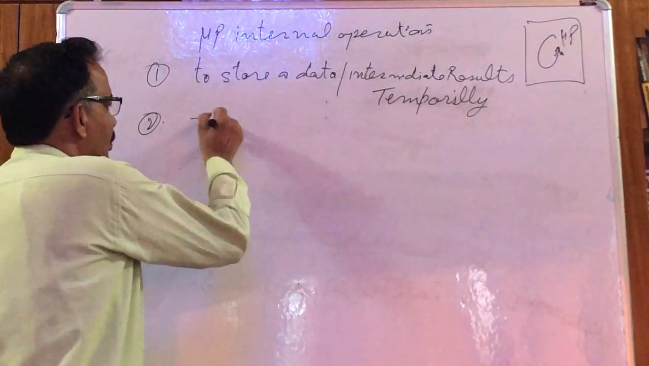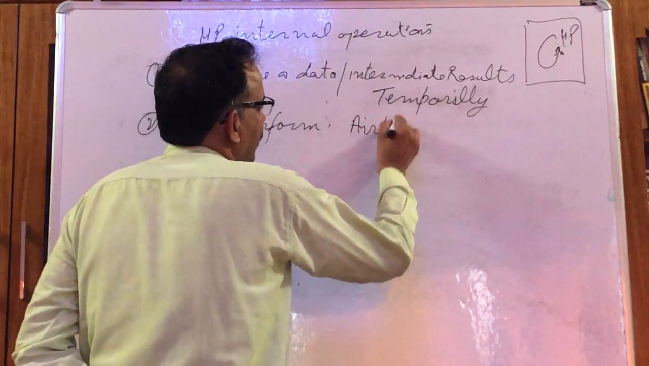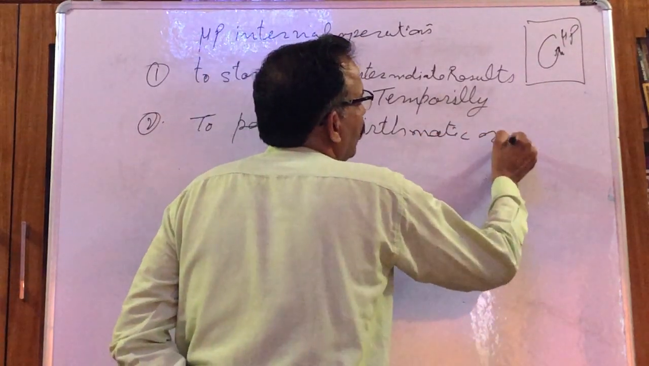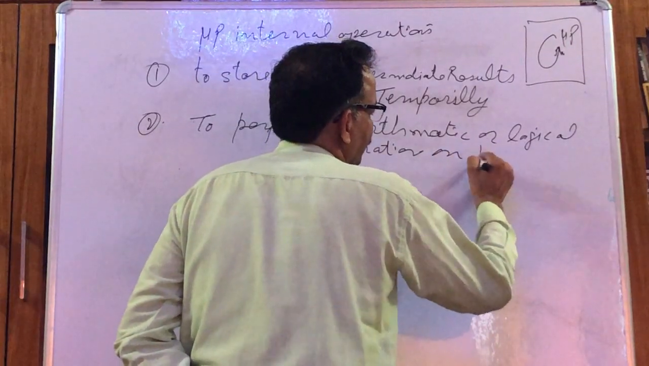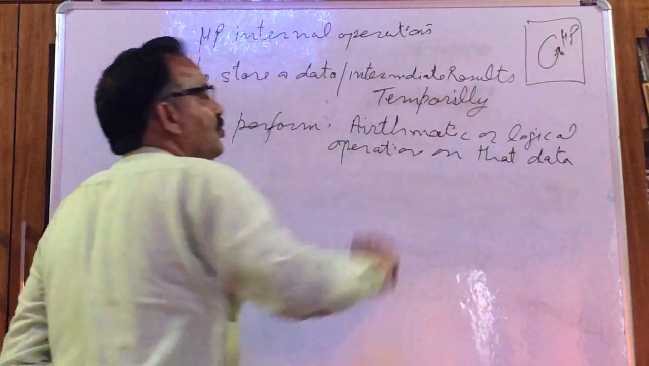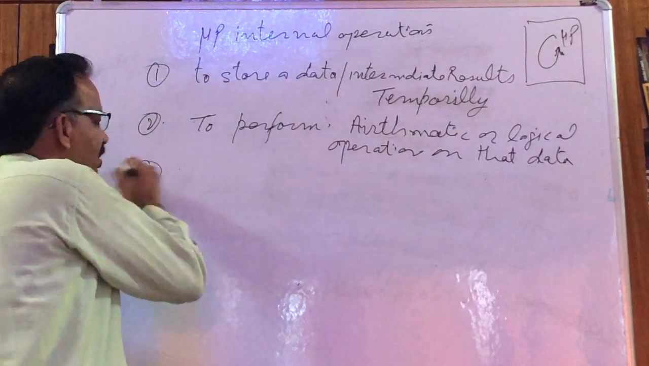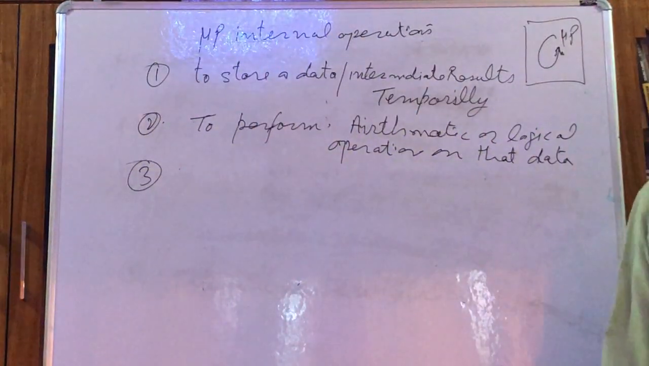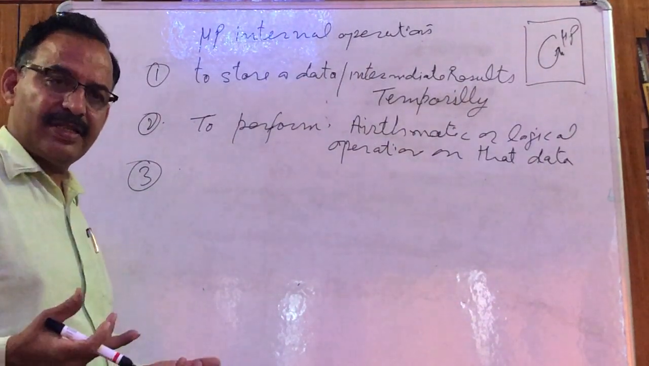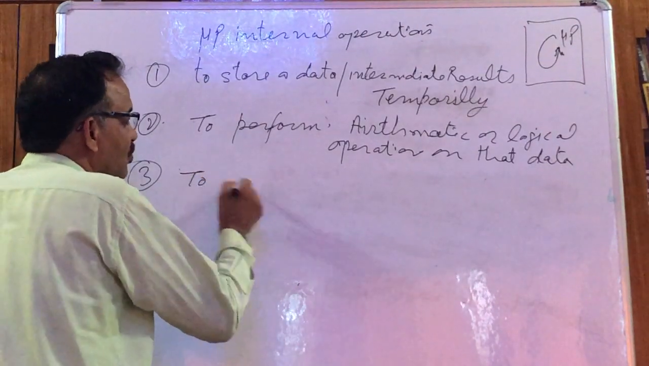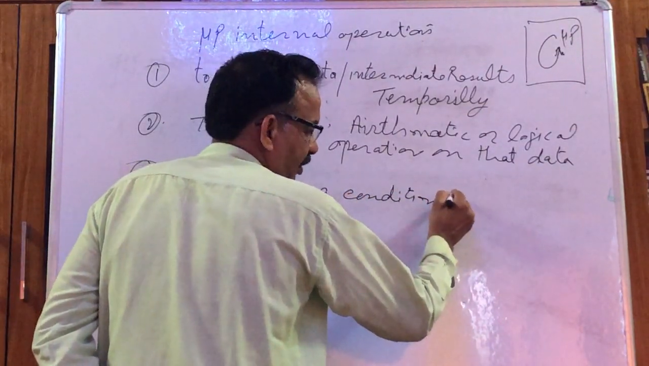The second operation is to perform an arithmetic or logical operation on that data. The data which is stored internally, on that data we have to perform either the arithmetic operation or the logical operation. The third operation which comes under microprocessor internal operation is to check a condition. That means during this arithmetic or logical operation, if a condition is generated, to check that condition. So the third one is to check a condition, if any. It is not necessary always, if any.